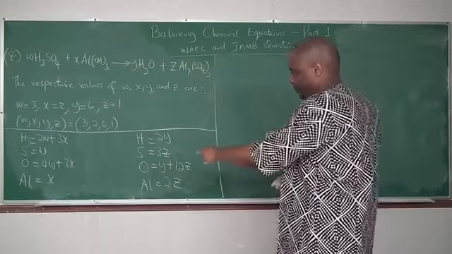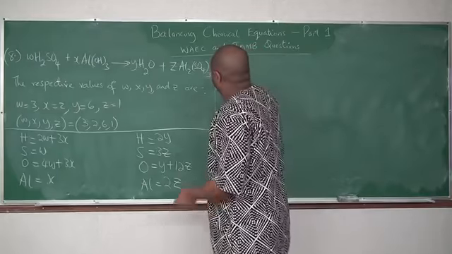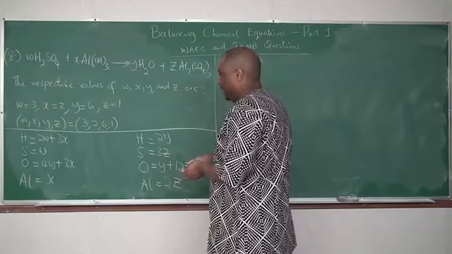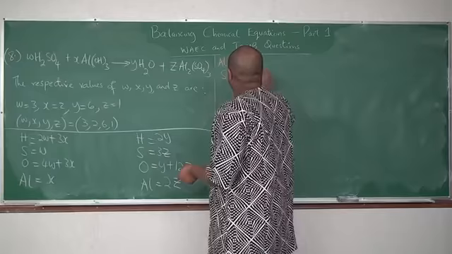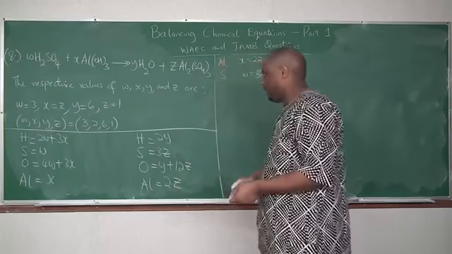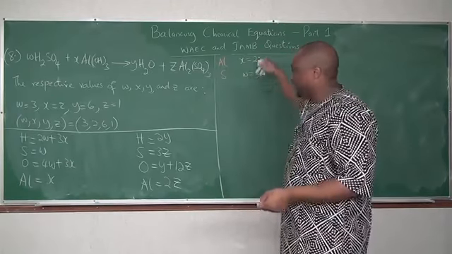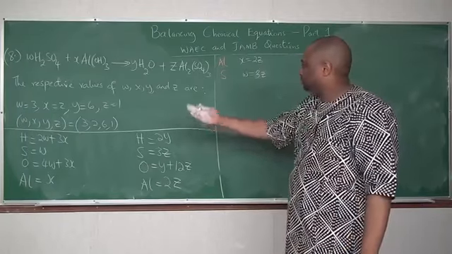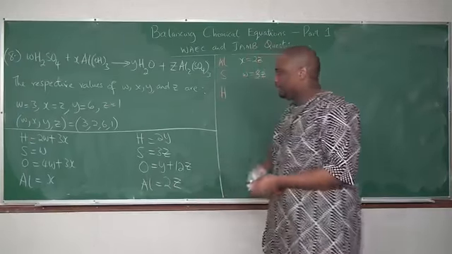So, let's make it easier for us. From aluminium, we see that X is 2Z. From sulfur, we see that W is 3Z. Since we have seen that this is in terms of Z, we can as well find Y in terms of Z from hydrogen.